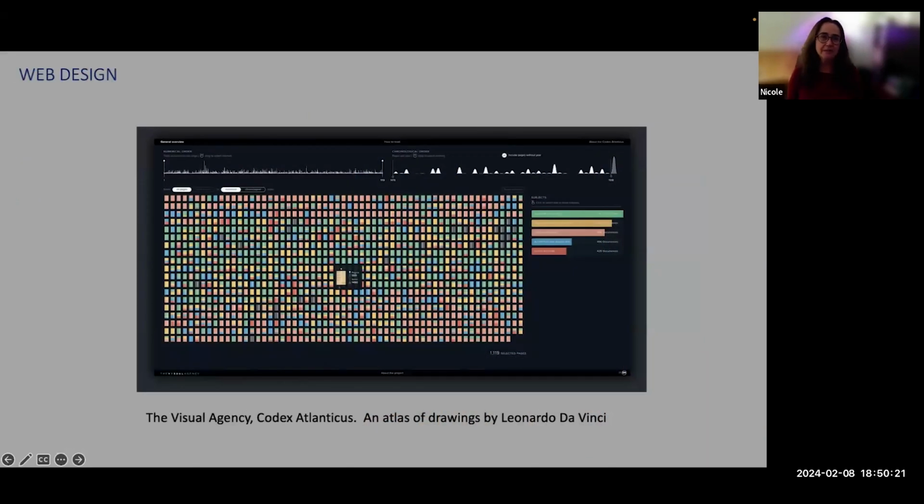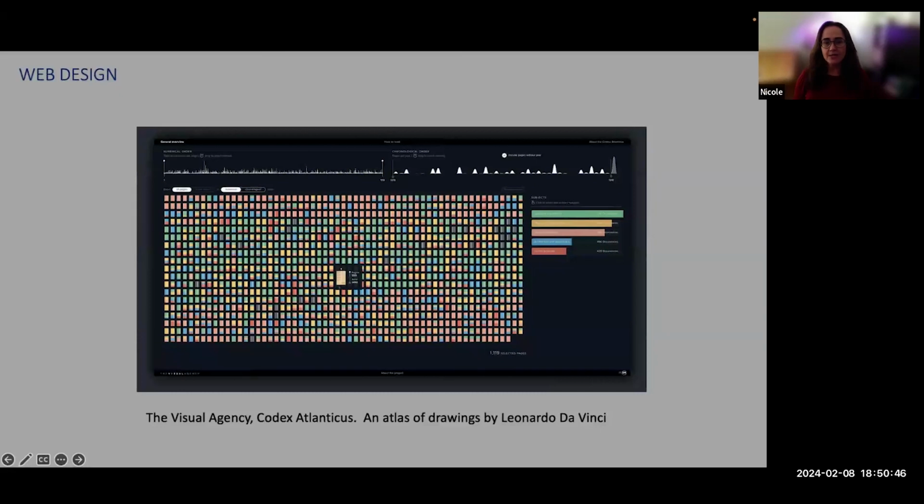Websites are still a major source of information for all of us, and a well-designed website can make gathering information pleasurable. The website for the Codex Atlanticus won several awards for its clear solution to the really challenging task of presenting 1,119 drawings by Leonardo da Vinci. Viewers can select groups of drawings by date or by subject.